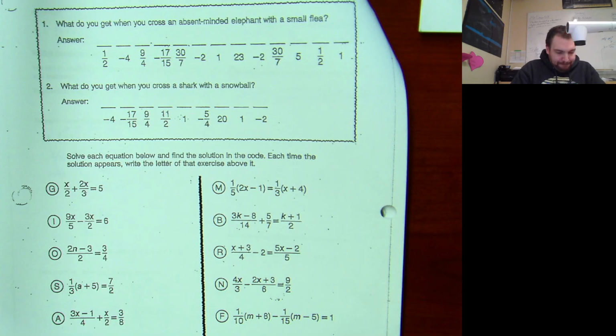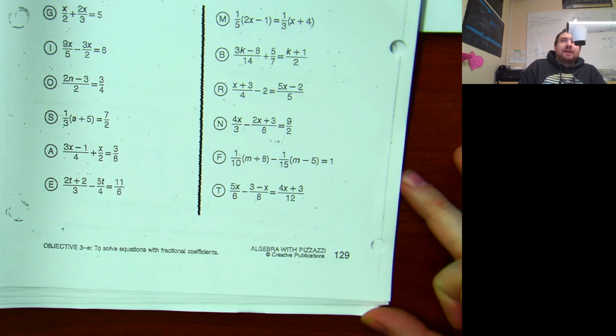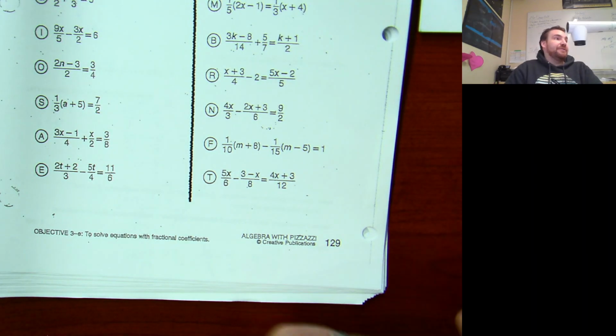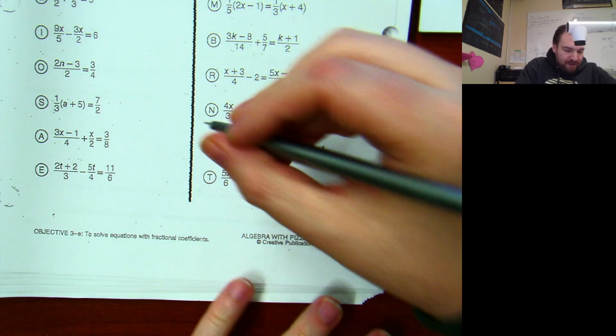Danny? Can you do T? Because I figured it out eventually. But let's take a look at T. Okay, so the first thing we're going to do is get rid of those denominators. So what is the smallest common denominator? 6, 8, and 12. 24. So we're going to multiply each term by 24.